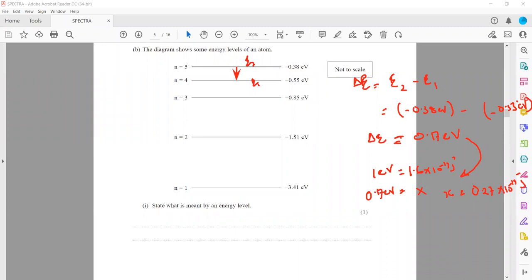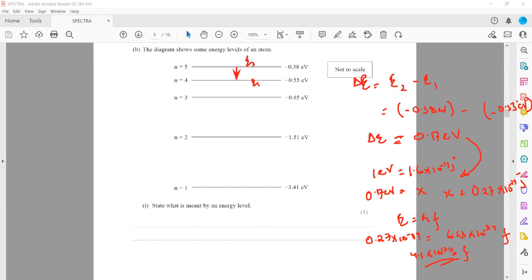But now in the question we need a frequency. So E equals hf. E is the energy, which is 0.27 into 10 to the power minus 19. The Planck's constant h is fixed, which is 6.63 into 10 to the power minus 34, and f is the frequency. When we simplify, we'll get the frequency of the photon which is emitted. That will come out as 4.1 into 10 to the power 13.